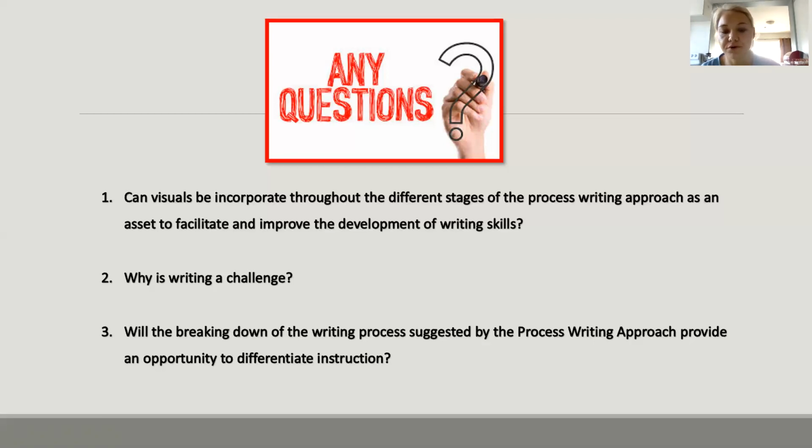The breaking down of the writing process suggested by the process writing approach provides an opportunity to differentiate instruction. So if we want to differentiate instruction, I think it is quite a challenge. We had 30 students in classrooms. All of the students are unique, and every student has a different way of learning. So I think it is important to find different methods for each classroom, and maybe group students that are more creative and learn in a certain way with one another. And then it will also be easier for them to learn how the writing approach may work.